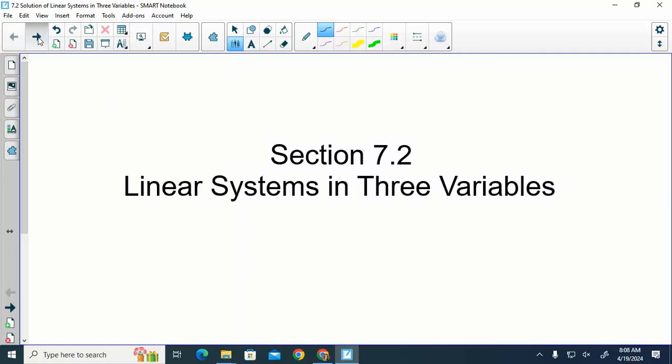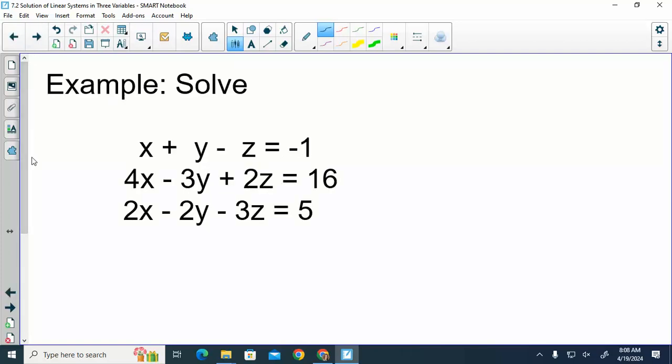So we are going to look at systems where everything is just to the first power. With these, we're not going to do higher powers. On this one, our strategies are going to be very similar to what we've done in the past. So we have substitution, we have elimination.